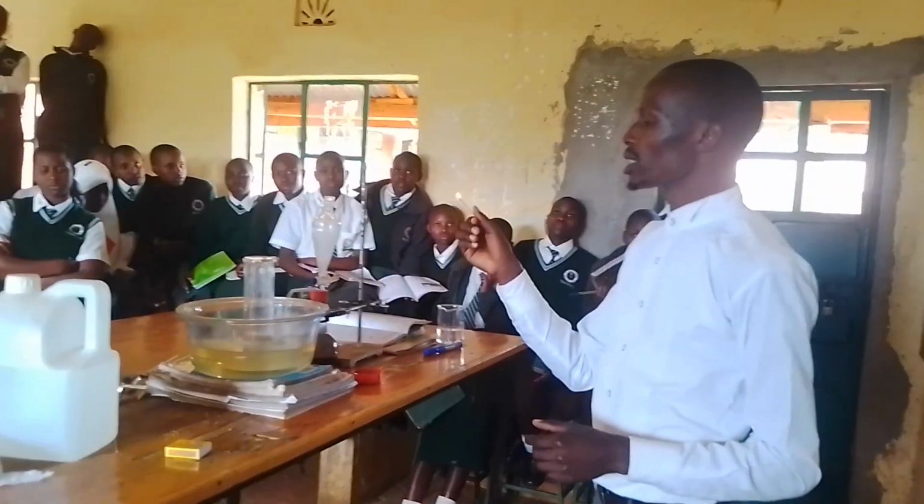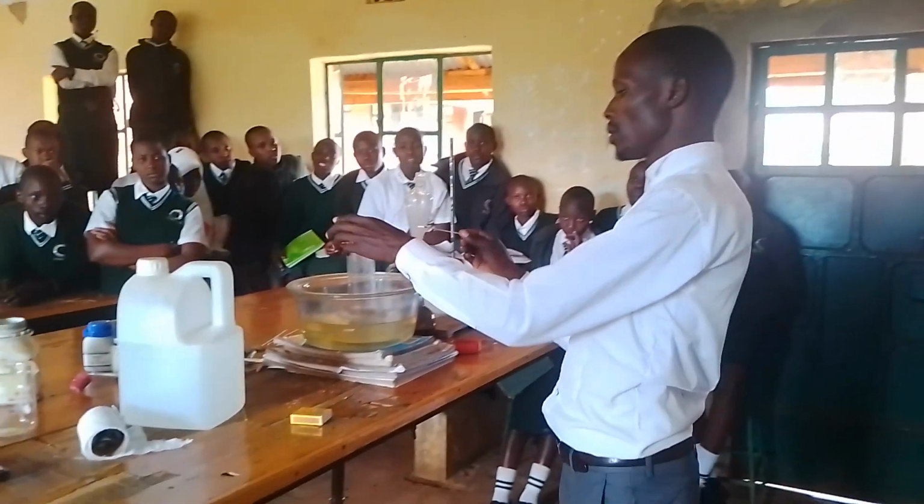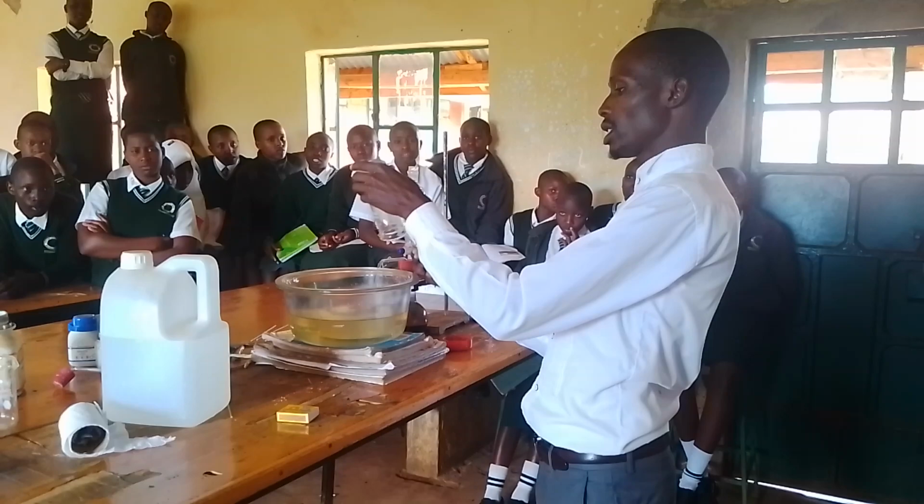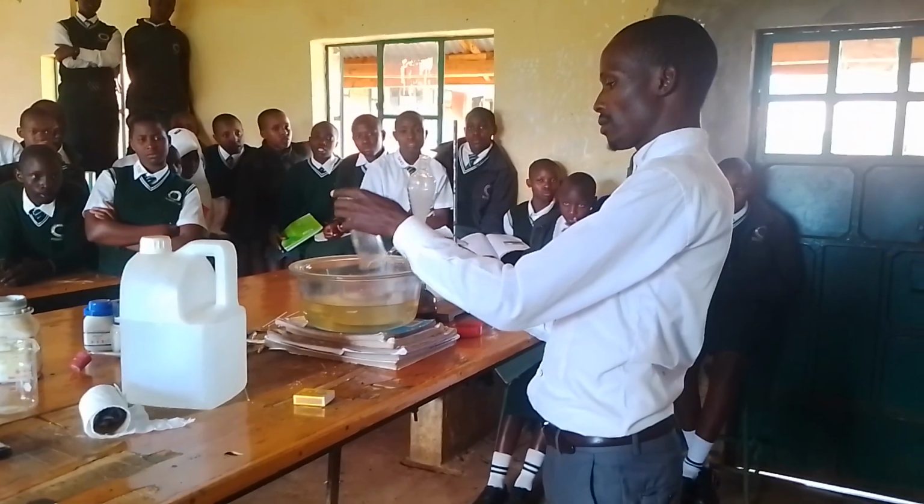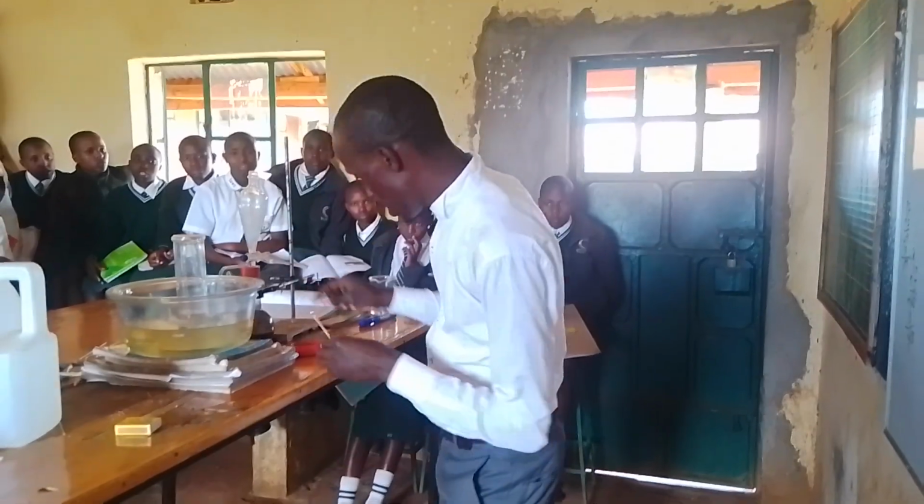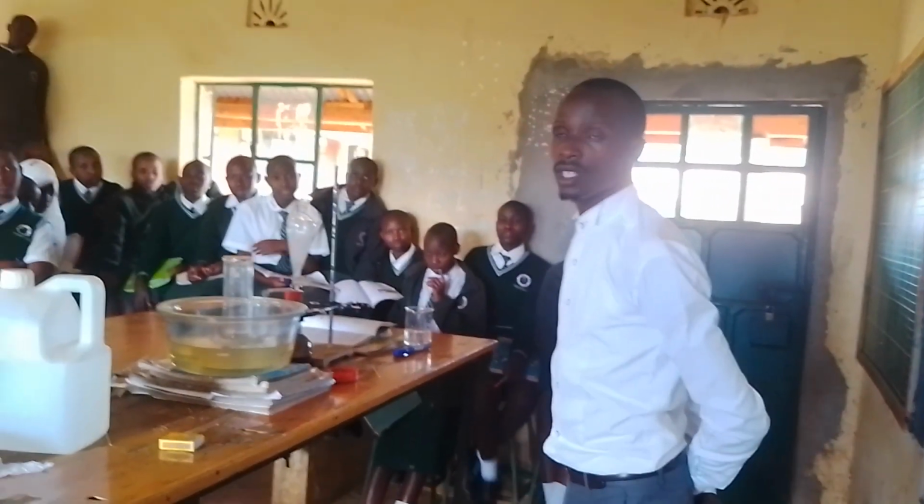A glowing splint. It is burning, but when it is in this state, it's glowing. And when you do that and then it catches fire once again, are you getting that? Yes. Meaning oxygen is present. The rate at which I'm preparing is slow because my heat source is not working. Nonetheless, that is how we prepare oxygen.